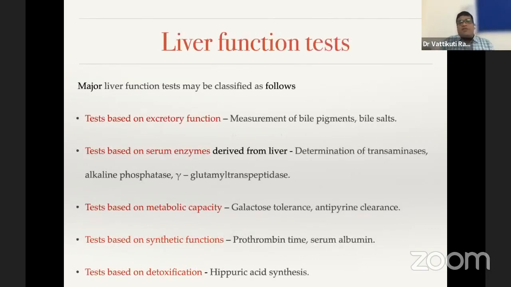Then the other is the liver function test. Broadly, you can divide the liver function tests into many categories. Tests based on excretory function, whether bile excretion is correct and how much the liver is functioning, or tests based on the serum enzymes which are released from the liver like AST, ALT, gamma glutamyl transpeptidase, or tests based on the metabolic capacity, which we don't do normally, tests based on the synthetic function of the liver, that is your prothrombin time and serum albumin, and tests based on detoxification, which again you are not going to do routinely in the ICU.